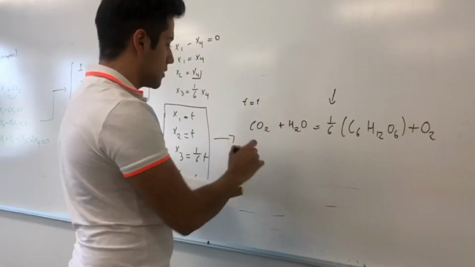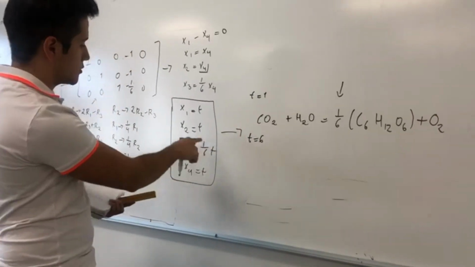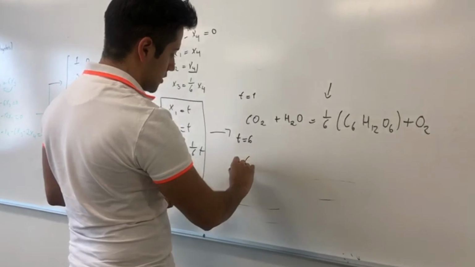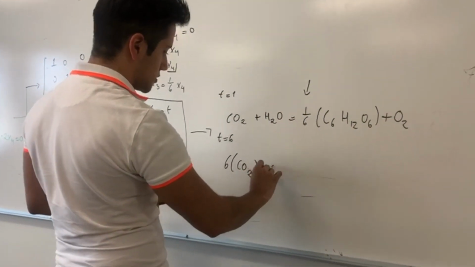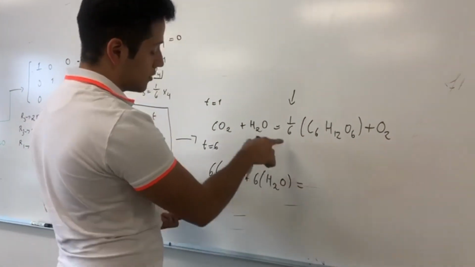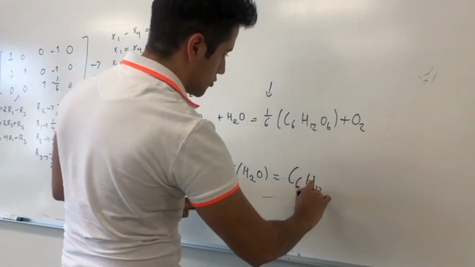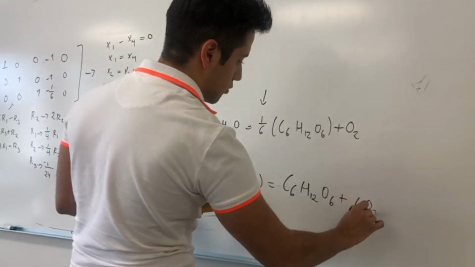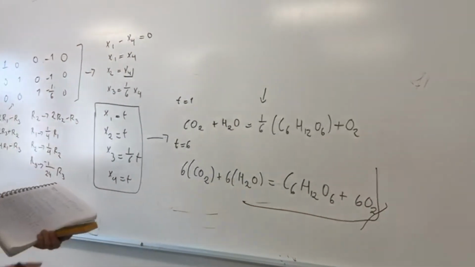So we're going to do t equals 6, so we can assign 6 here, and we'll get rid of the fraction. So it will be 6 times CO2 plus 6 times H2O. Here we'll get rid of this 1 over 6. We'll do C6H12O6, and here a 6, plus 6 O2. This will be our final result to that problem.